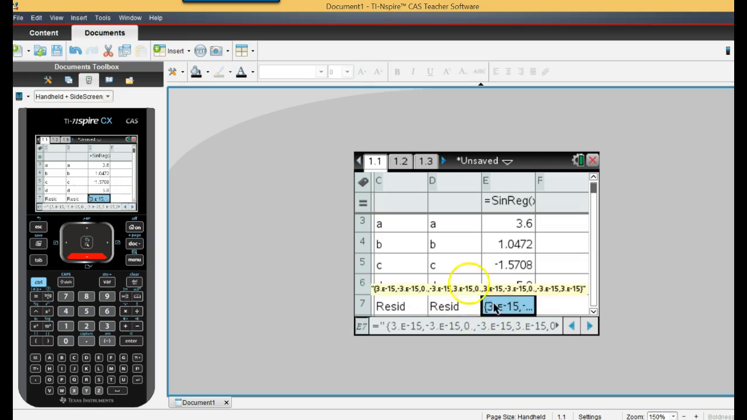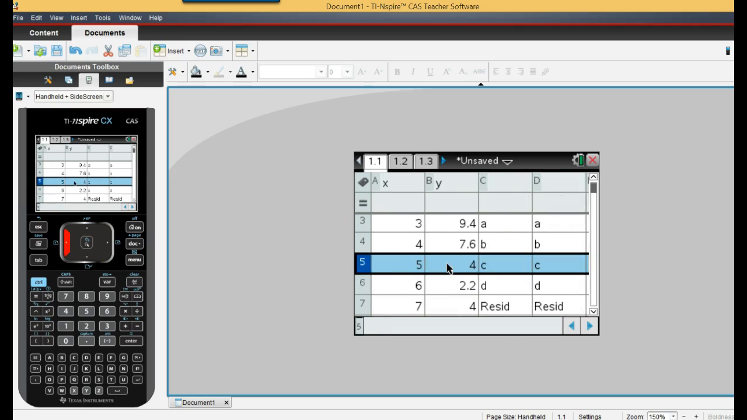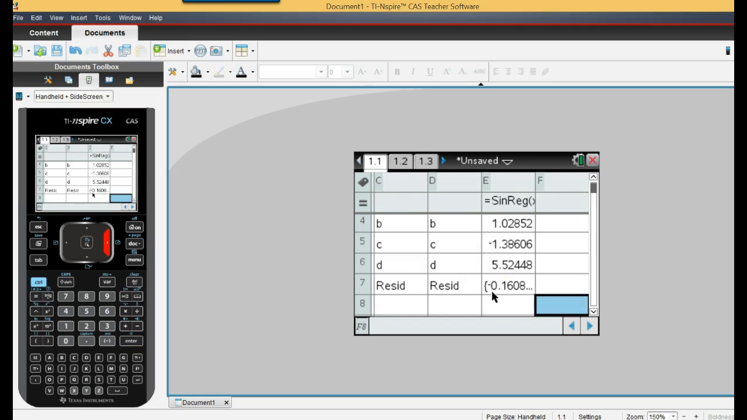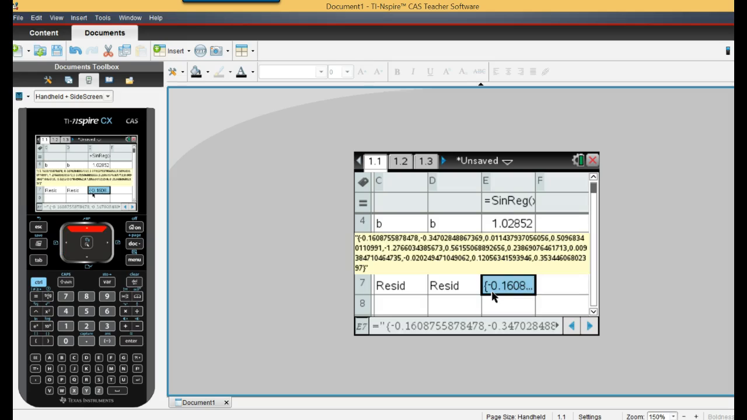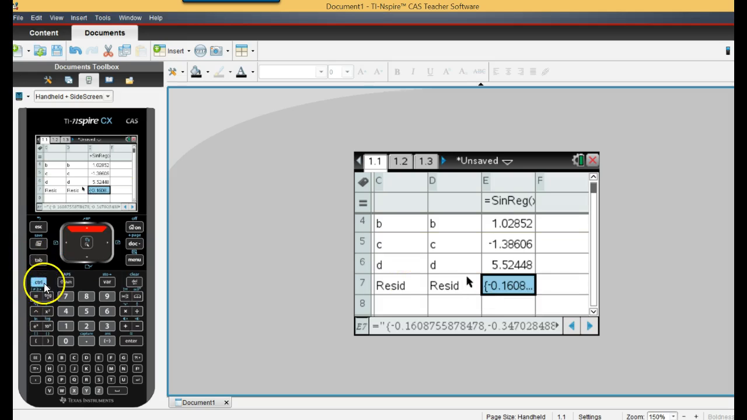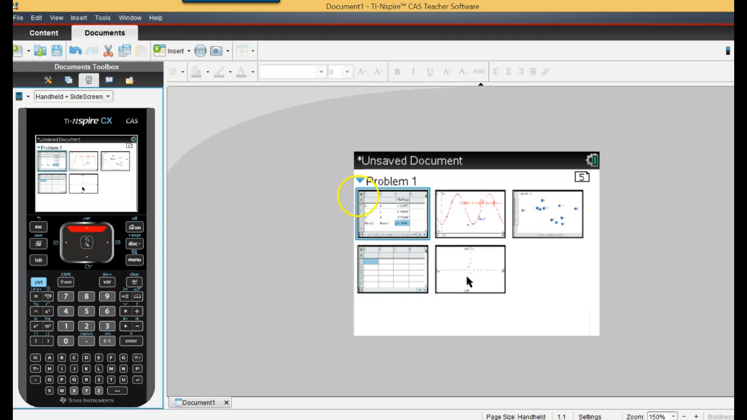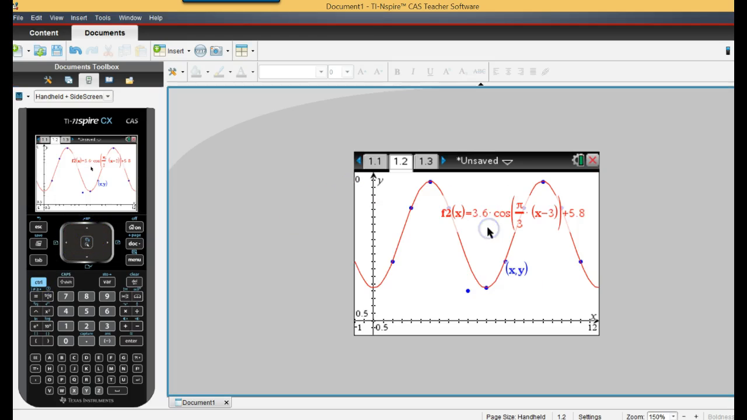If we move one of these points around, let's say we went in here and changed this point to 2, let's have a look at how that changes our residual value. You can see now it's at 0.1608, so the accuracy has been lost massively. If we went back in and had a look at the graph, you'll see there's a point that's now not so well represented by this graph, so it lost a bit of its accuracy.